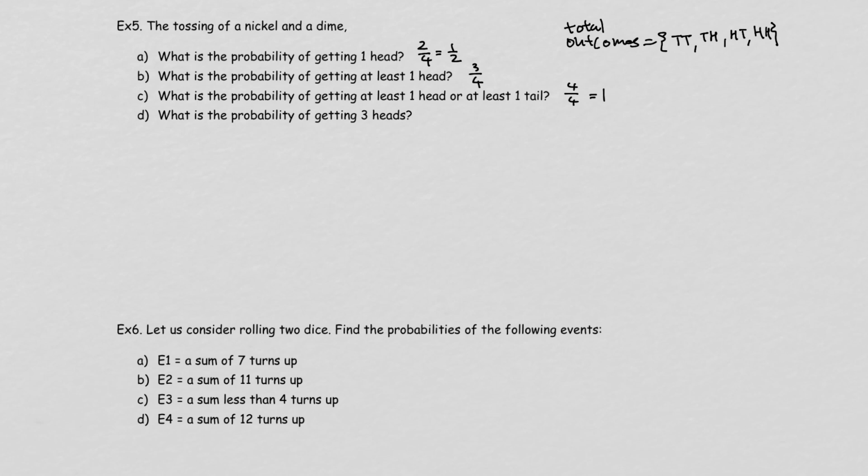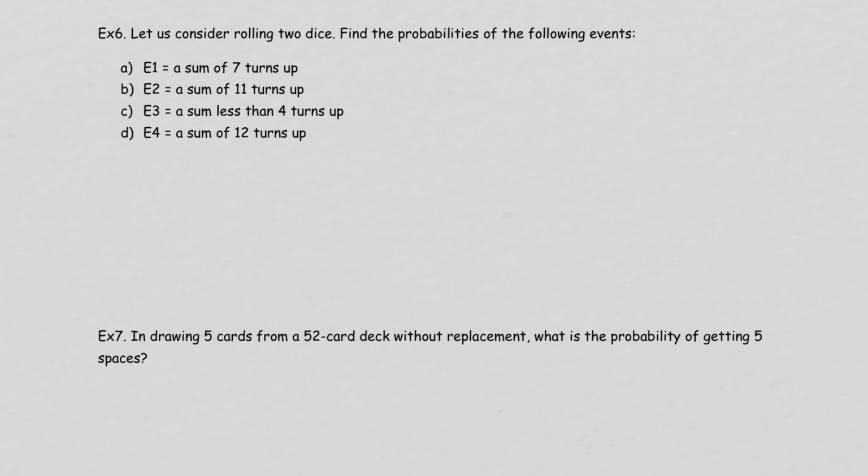The fourth one is asking for getting 3 heads. Well, you're only tossing 2 coins. So having 3 heads is impossible, right? So that's going to be 0 probability. Example 6 is asking for rolling 2 dice. We did that in example 4, which outcome was 36, right? So total outcome of rolling 2 dice is going to be 36 outcomes.